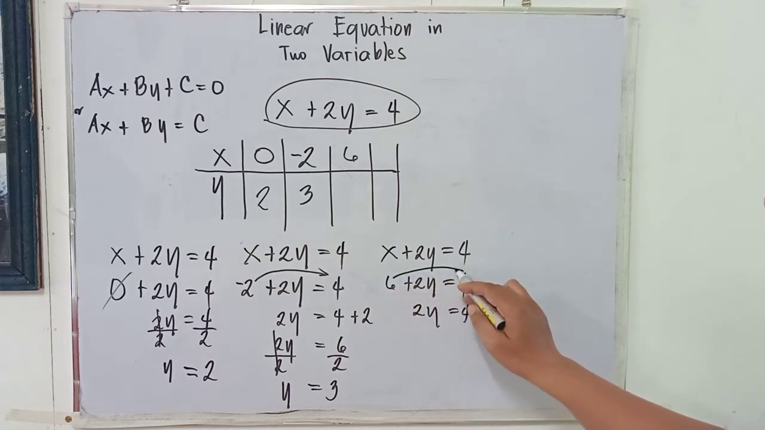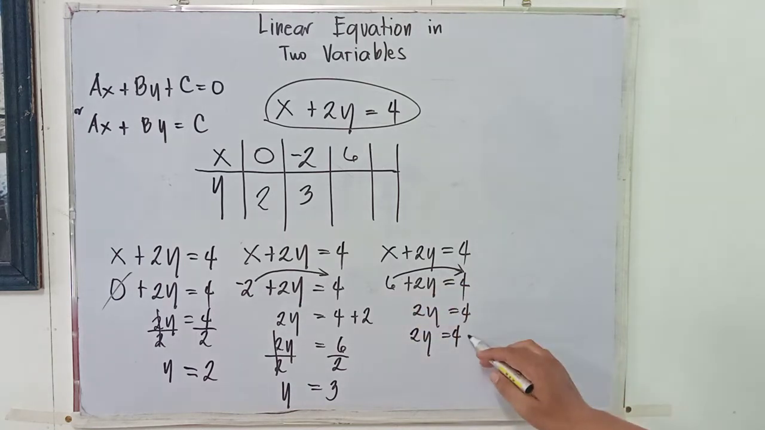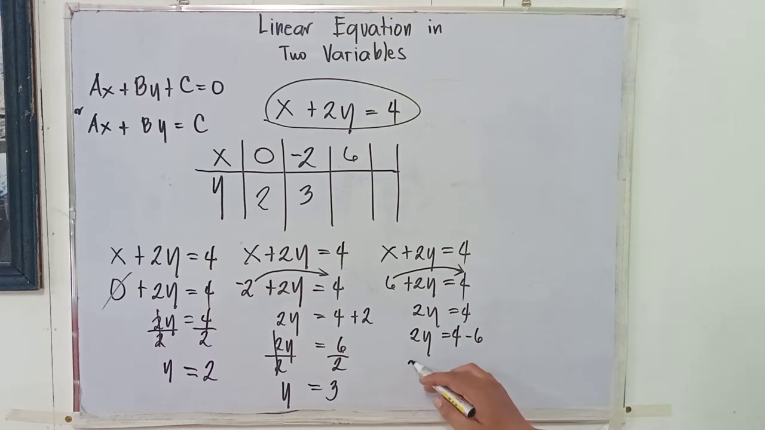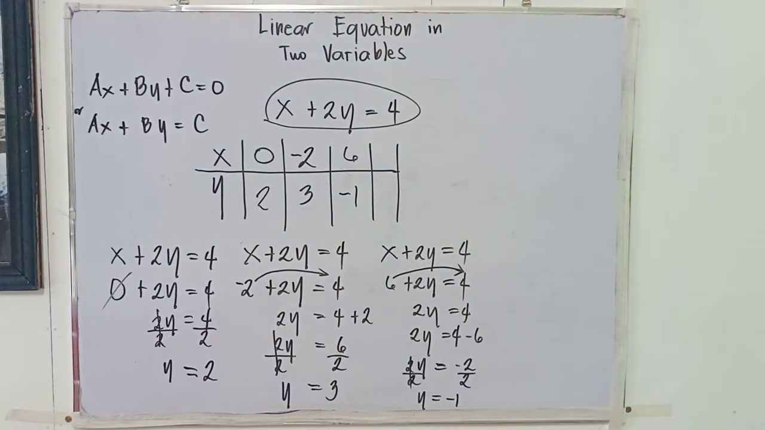Then, copy 2y is equal to 4. We transpose positive 6 to the other side, positive becomes negative. So that becomes 2y is equal to 4, positive 6 becomes negative 6, so that becomes 4 minus 6. And copy 2y. So what is 4 minus 6? It is negative 2. Divide by 2. So y is equal to negative 2 divided by positive 2, which is negative 1. So this is negative 1 here.